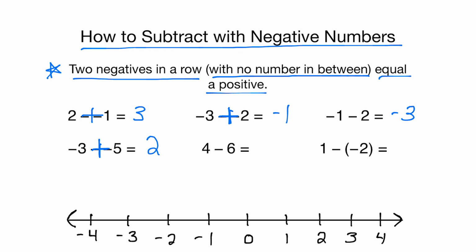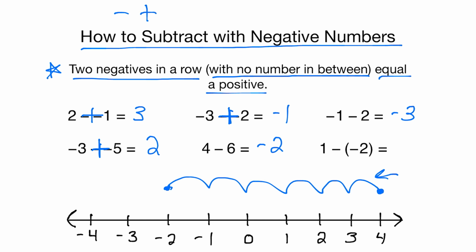Okay, 4 minus 6. I threw in positive numbers here that go into the negative territory. So we have +4 as our starting point. We're facing in the negative direction, and we're going to go 6 units to -2. One thing I would like to say is that subtracting a positive number is the exact same thing as adding a negative number. So if you subtract a positive, that equals adding a negative number. Those are the same.